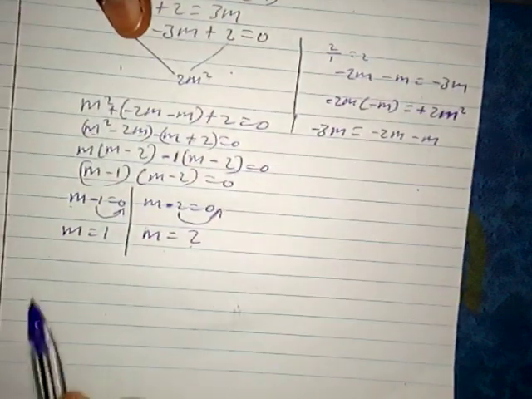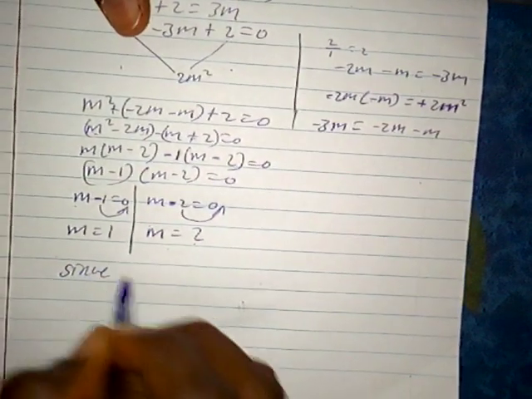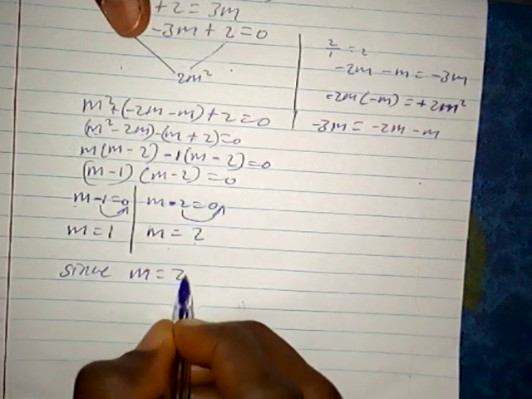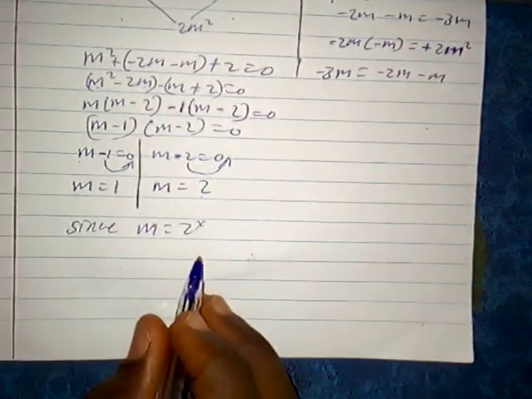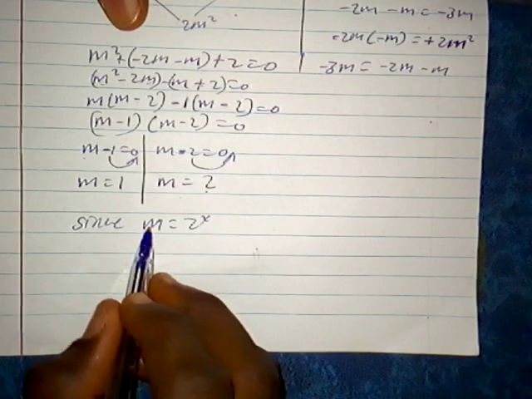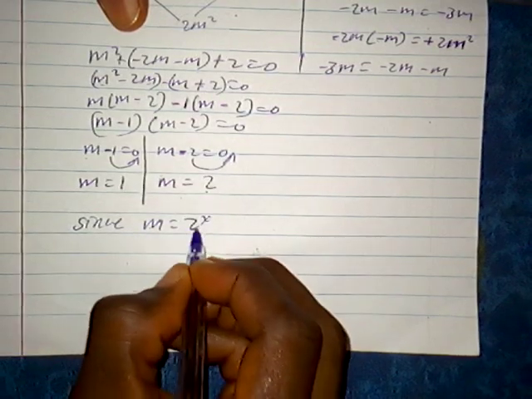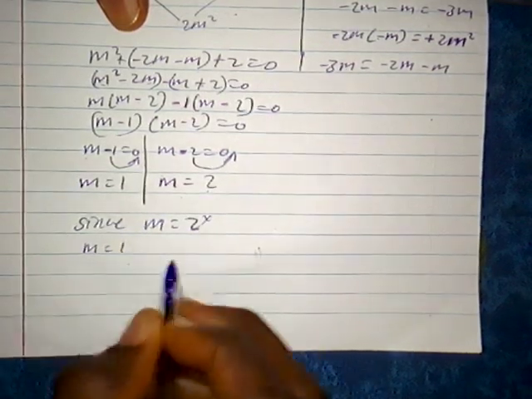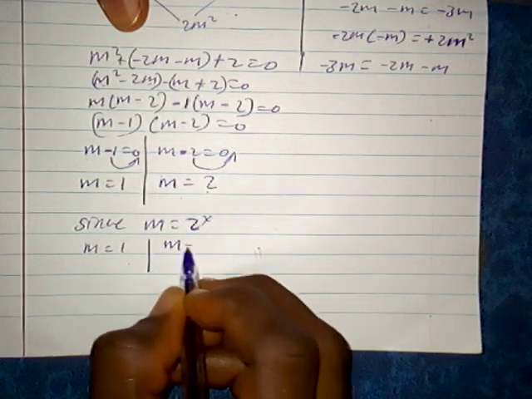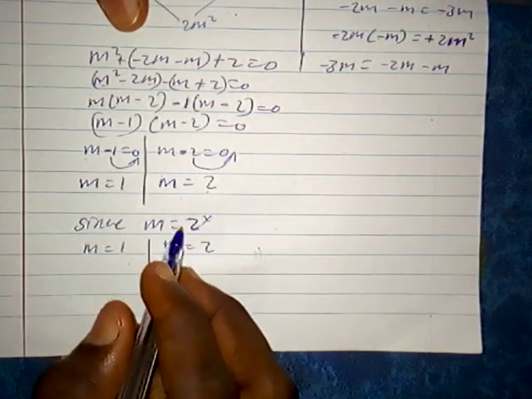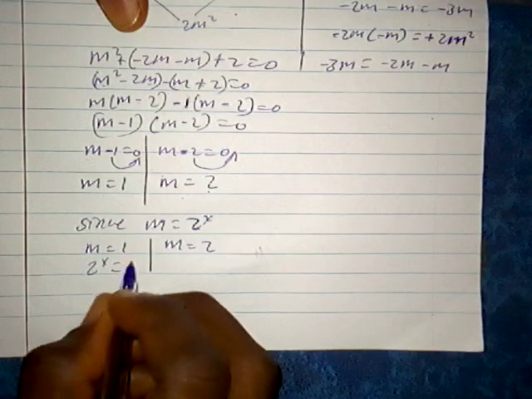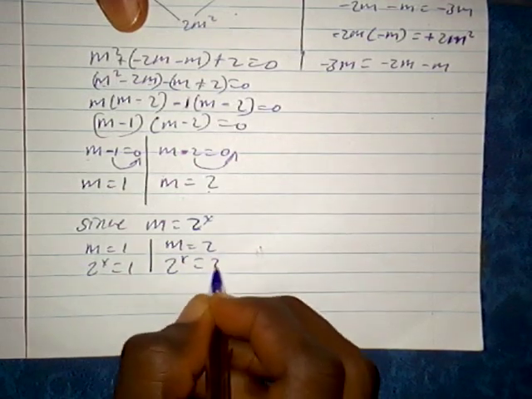Now we are going to say, since m is equal to 2 raised to the power x, anywhere we see m, we put 2 raised to the power x. So m equals 1, m equals 2. So what is m? 2 raised to the power x. 2 raised to the power x equals 1. 2 raised to the power x equals 2.